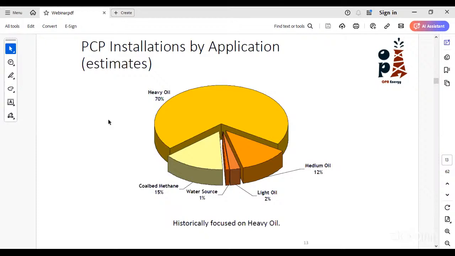Now we have no news that the PCP is used for heavy oil application. Okay, let's say that now around 70% of the applications of the PCP is deployed for the heavy oil systems. The other 15% is for coal bed methane, and medium oil is 12%, and a small percentage is used for light oil and water source well. So our basic percentage for using the application of the PCP is for heavy oil or viscous oil.